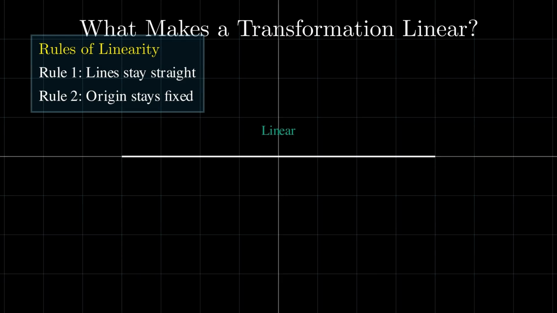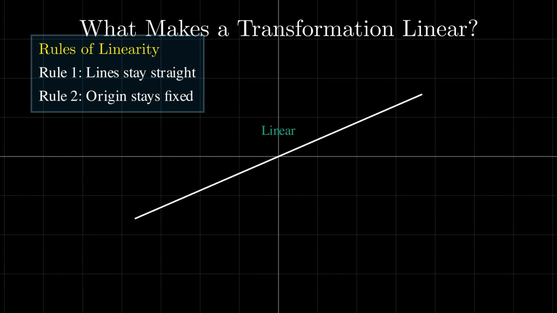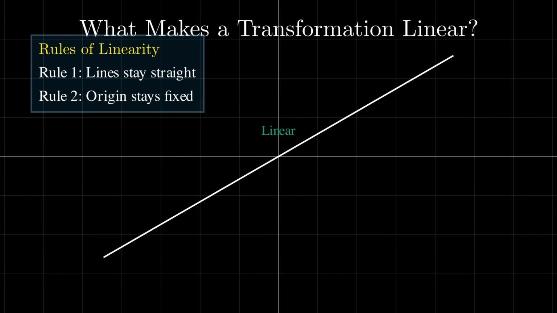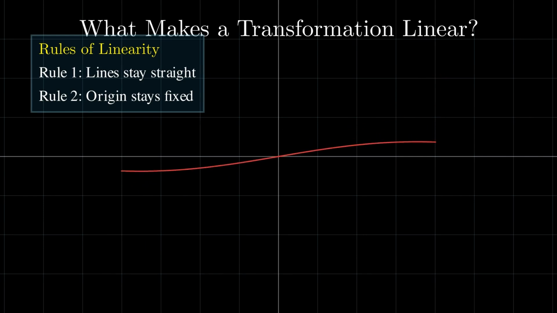Rule 1. A linear transformation never bends space. Every straight line in the input must remain perfectly straight in the output. Imagine you draw a line, like one stretching across your screen from left to right. A linear transformation can stretch it, rotate it, or tilt it. But it can never turn that line into a curve. If any line gets warped, even slightly, that transformation isn't linear.